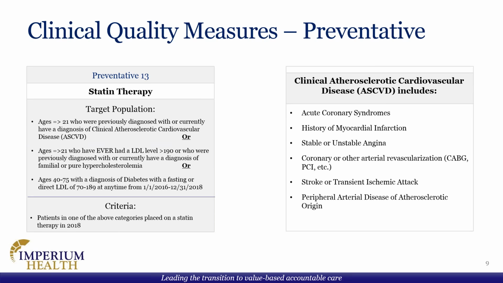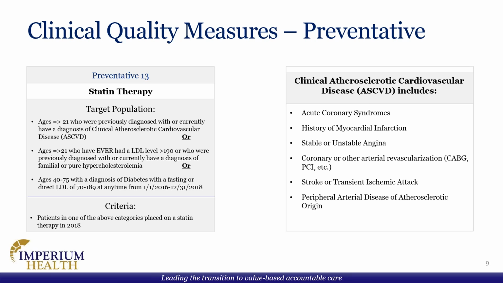The next preventative measure is statin therapy for patients with cardiovascular disease. For this measure, there are actually 3 different target populations. The first is beneficiaries ages 21 and older who were previously diagnosed or currently have a diagnosis of atherosclerotic cardiovascular disease. Patients ages 21 and older that have ever had an LDL greater than 190 or who were previously diagnosed or have a current diagnosis of familial or pure hypercholesterolemia, as well as patients ages 40 to 75 with a diagnosis of diabetes with a fasting direct LDL of 70 to 189.